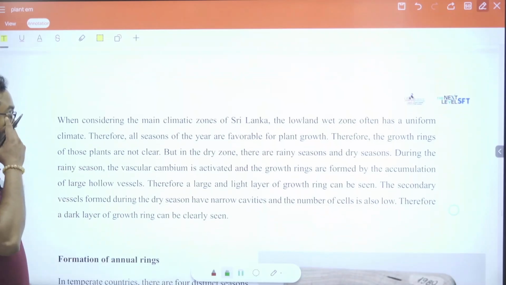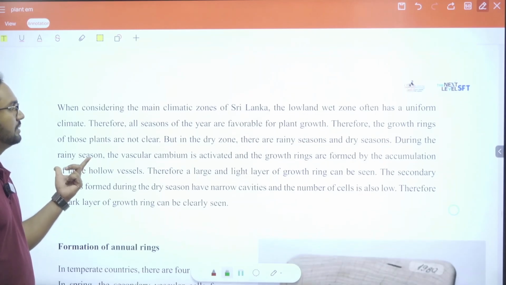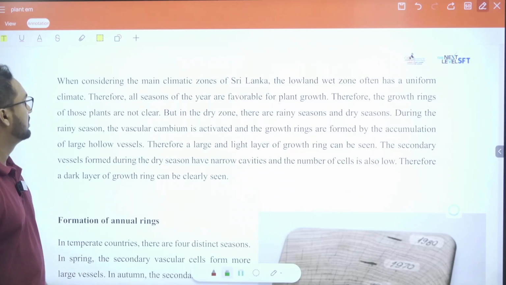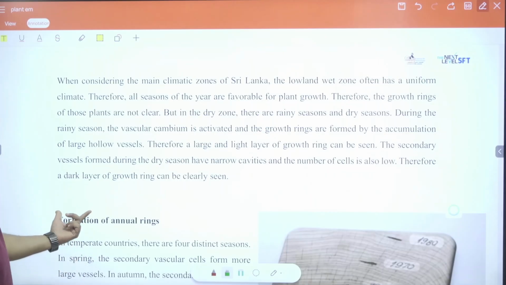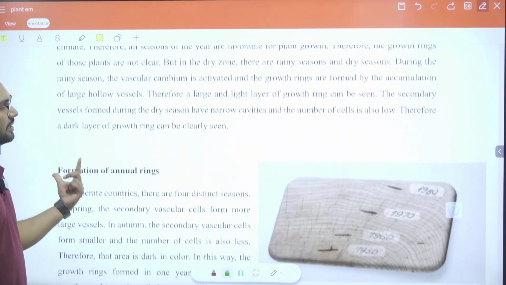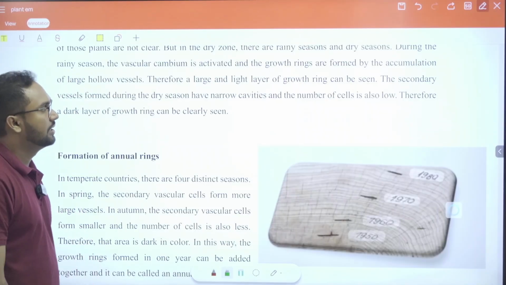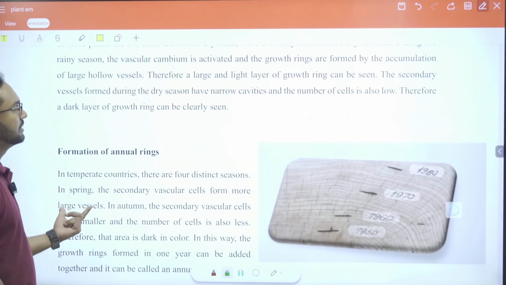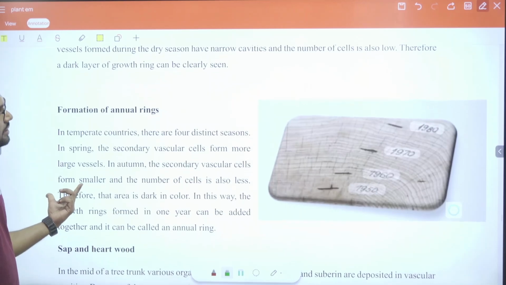When considering the main climatic zones of Sri Lanka, the lowland wet zone often has a uniform climate. Therefore, all seasons of the year are favorable for plant growth, and the growth rings of those plants are not clear. But in the dry zone, there are rainy seasons and dry seasons. During the rainy season, the vascular cambium is activated and the growth rings are formed by the accumulation of large hollow vessels. Therefore, a large and light layer of growth ring can be seen. The secondary vessels formed during the dry season have narrow cavities and the number of cells is also low. Therefore, a dark layer of growth ring can be clearly seen.